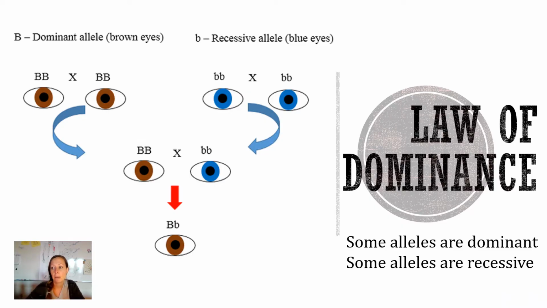So first, the law of dominance. Some alleles are dominant and some alleles are recessive. Dominant alleles usually produce a protein and recessives don't. That's why dominant alleles show and recessives don't, because they make a protein, and a protein is what you actually physically see.